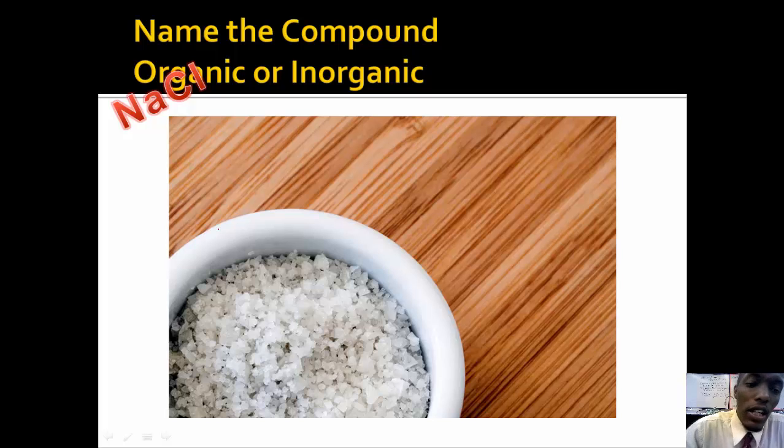Next one, name the compound, organic or inorganic. NaCl. Does it have the carbon and hydrogen bond that we need to be classified as organic? It does not, so the compound is said to be inorganic. It is not organic.